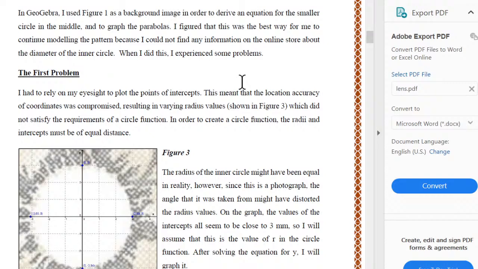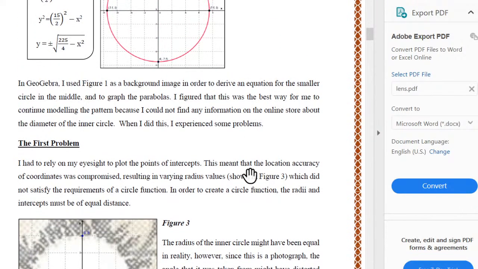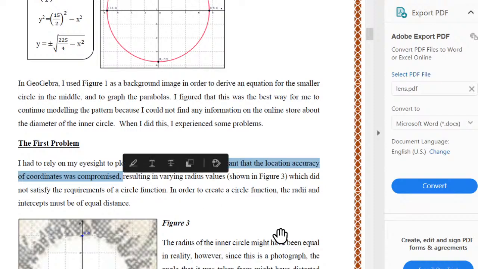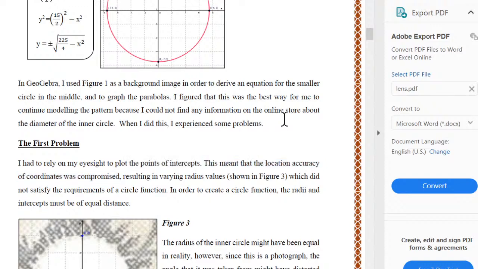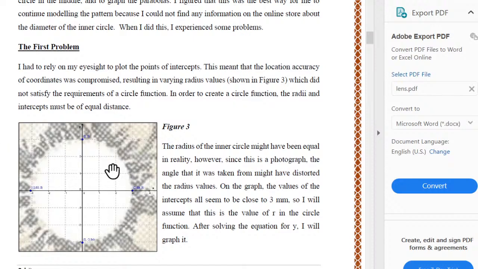I rely on my eyesight to plot the points of intercepts, which meant the location accuracy was compromised. So this is what I did, and then immediately reflection. Accuracy of coordinates were compromised, resulting in varying radius values, which did not satisfy the requirement for a circular function. Again, it looks good enough, but we'll see.